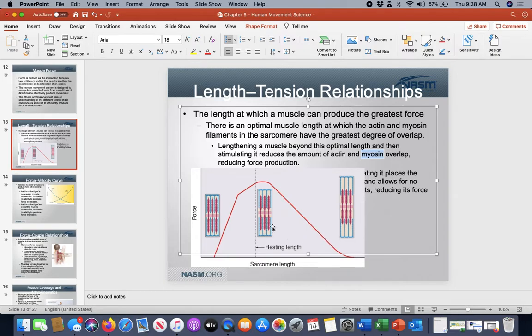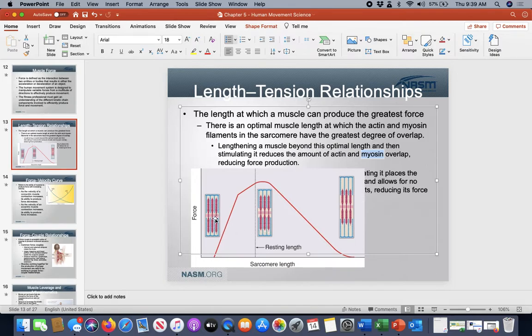Okay, so when we look, see where it says resting length? That resting length means that that's where you are most optimal in terms of at rest. There is minimal contraction, meaning there's minimal connection between actin and myosin at that point, meaning that it shouldn't be connecting because ultimately there's no need for contraction of those particular muscles.